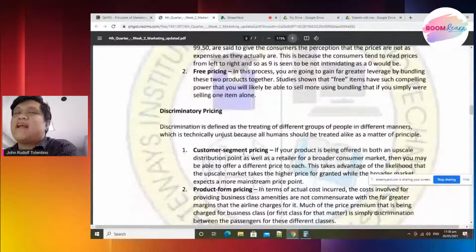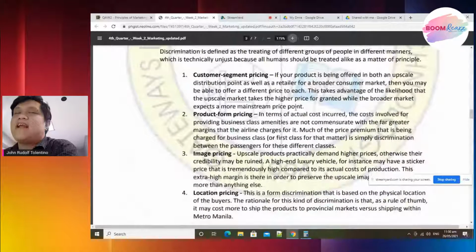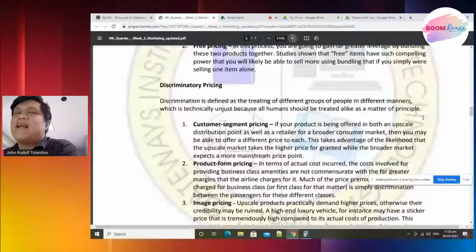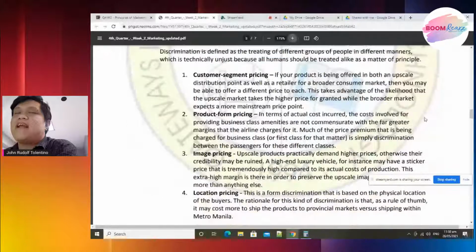Next natin is discriminatory pricing. Saglit lang naman pala to. Okay, so discriminatory pricing. Discrimination is defined as the strategy of treating different groups of people in different manners, which is technically unjust because all humans should be treated alike as a matter of principle. So number one, we have the customer segment pricing. If your customer is being offered both a distribution point as well as the retailer for a broader consumer market, then you will be able to offer a different price to each. This takes advantage of the upscale market that takes the higher price for granted, while the broader market expects a more mainstream price point.